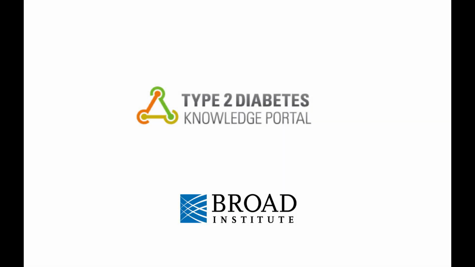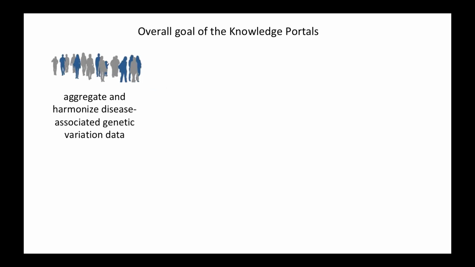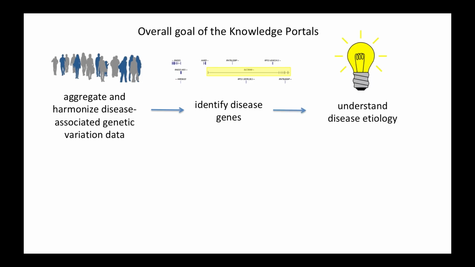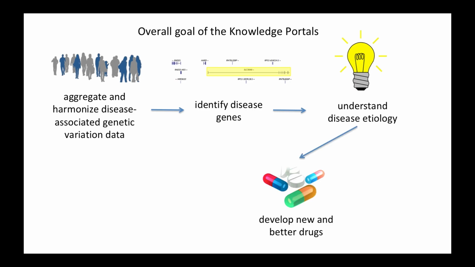Knowledge portals are open-access web resources that help researchers access and explore genetic and genomic data for complex diseases. They aggregate, harmonize, and display this information so that researchers can identify the genes involved in a disease. Knowing which genes have roles in disease will help us understand the disease, ultimately speeding up the identification of new drug targets and allowing us to better predict and address disease risk.